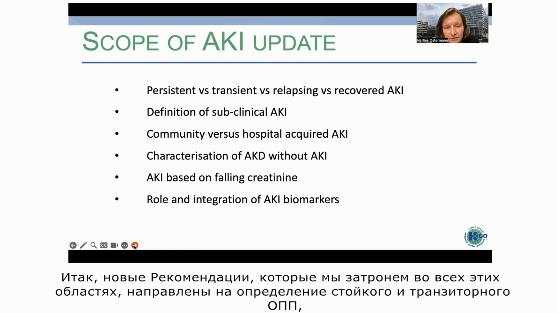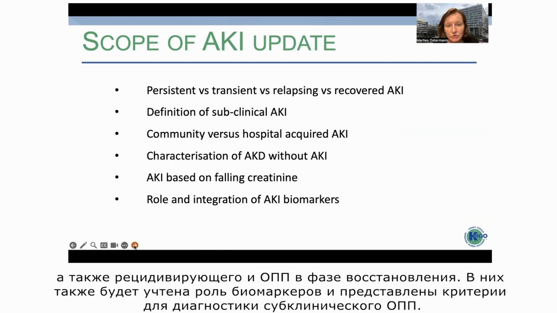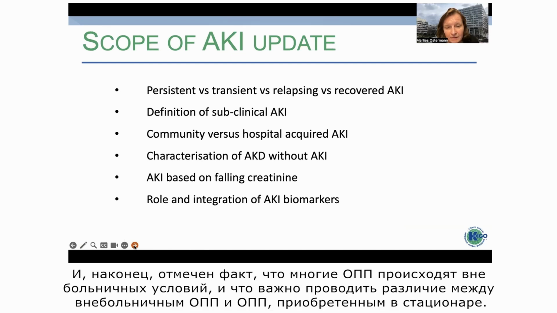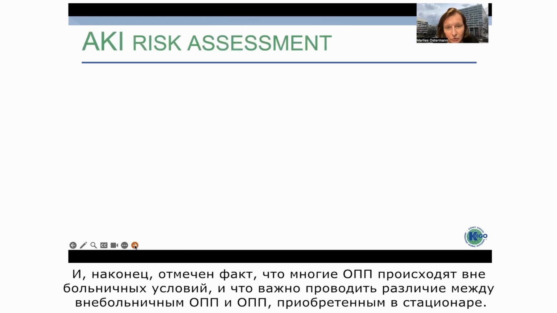So the new guideline will touch on all these areas and aims to define persistent versus transient acute kidney injury and relapsing versus recovered acute kidney injury. It will also incorporate the role of biomarkers and provide criteria for the diagnosis of subclinical AKI. And lastly, it will also acknowledge the fact that a lot of acute kidney injury occurs outside the hospital setting, and that it's important to differentiate between community versus hospital-acquired acute kidney injury.